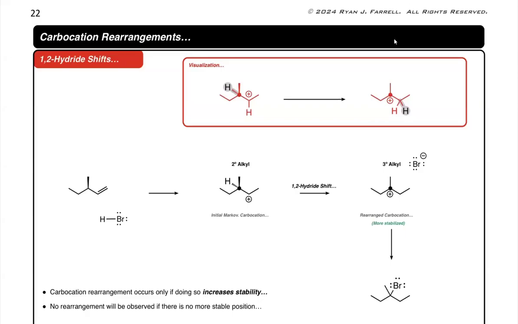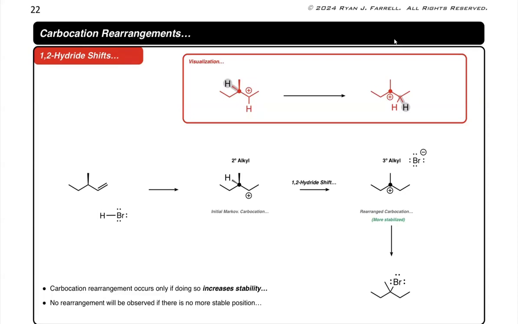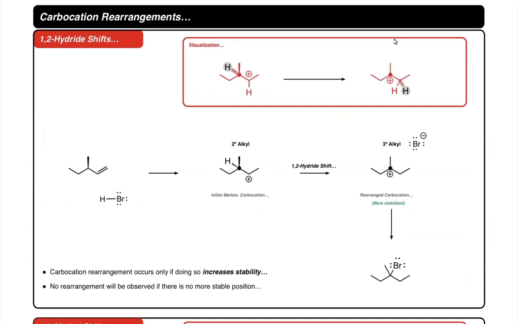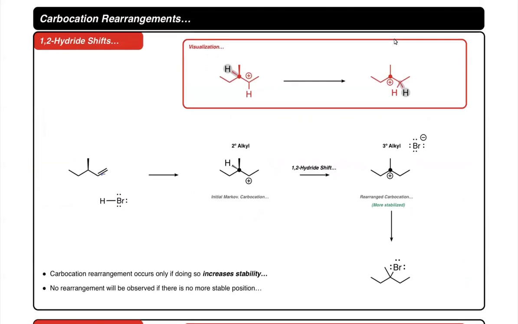In this video, we're going to discuss carbocation rearrangements, specifically 1,2 hydride shifts and 1,2 methyl shifts. So the idea here is that when we electrophilically add a proton from a strong acid creating a carbocation, we'll initially form it at the Markovnikov carbon, which here would be the secondary alkyl as opposed to the primary alkyl position. But after we form that initial carbocation, we want to pause and check for rearrangement.